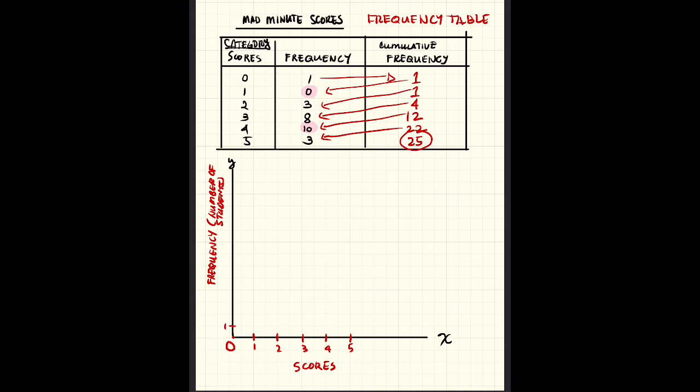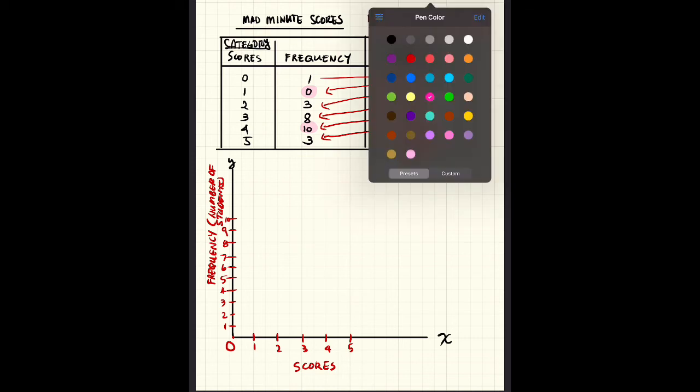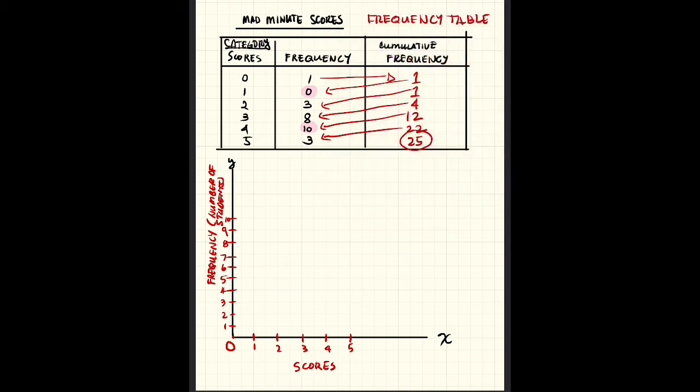So I put in 1, 2, 3, 4, 5, 6, 7, 8, 9, 10. Okay, so all the values are there. So now let's graph it. Let me just change the color of this. Let's make it green.